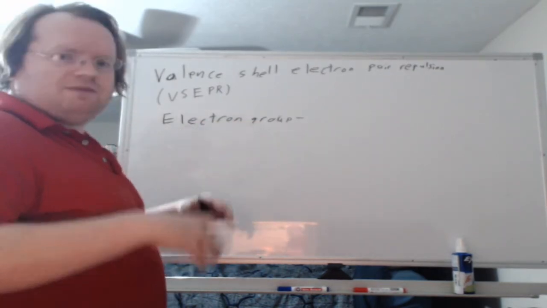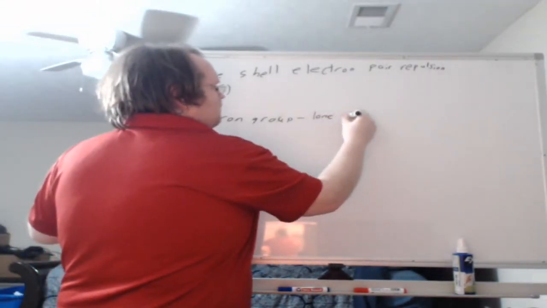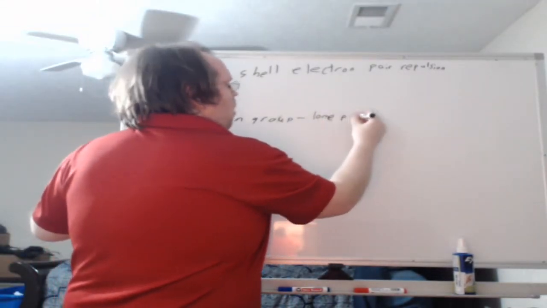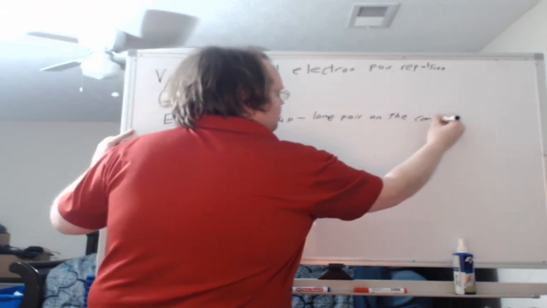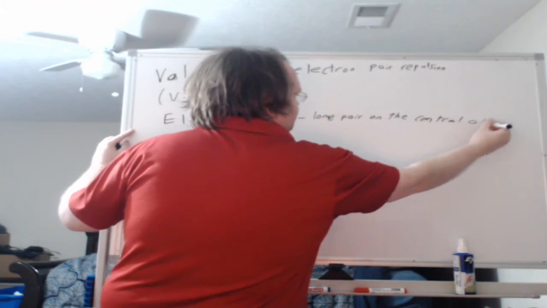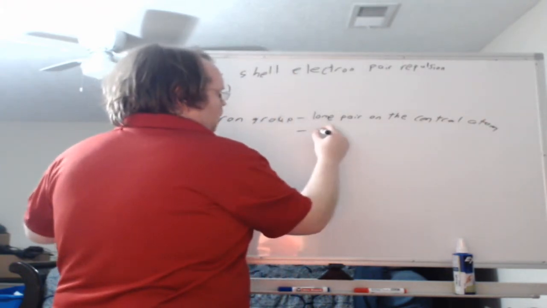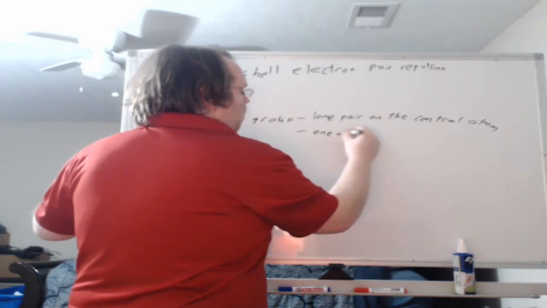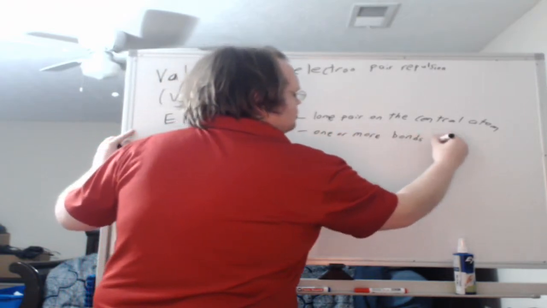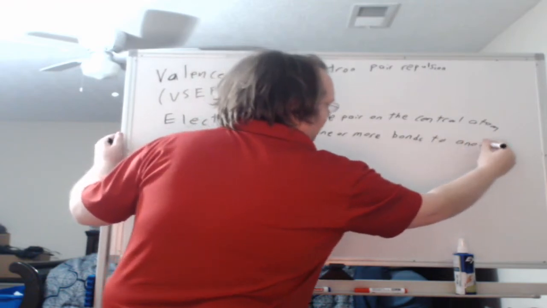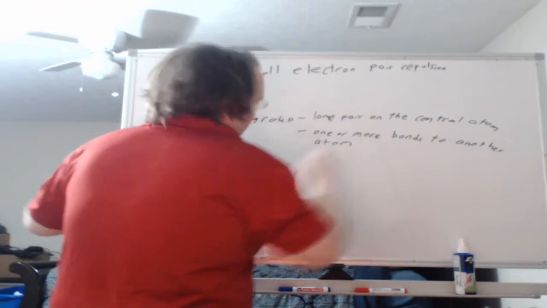The way we know if something is part of an electron group is either it's a lone pair on the central atom, so we're not worried about things not on the central atom here, or it's one or more bonds to another atom. So what do we mean by one or more bonds?